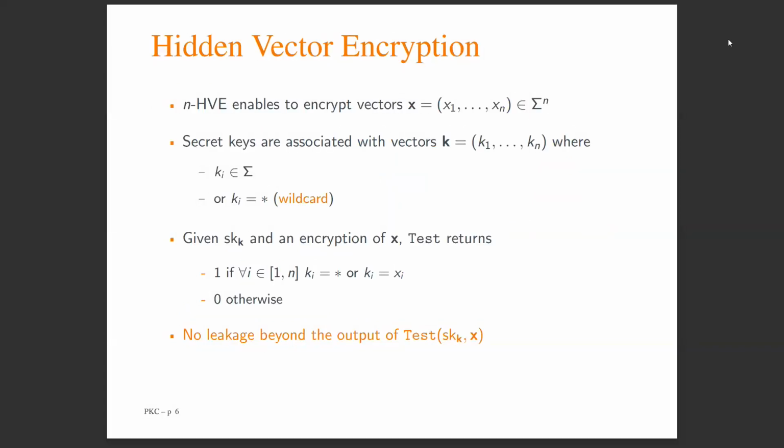If we look at a very different cryptographic primitive, there is hidden vector encryption, which allows to encrypt vectors and also to generate secret keys associated with a vector K, which can contain characters, but also a specific character, which is called a wildcard, which is a character that matches every other character. And thanks to a test algorithm, we can decide if the vector K associated with a secret key matches the encrypted vector X. And the security property ensures that nothing beyond the output of this function will leak. So here again, it seems to be exactly what we want.